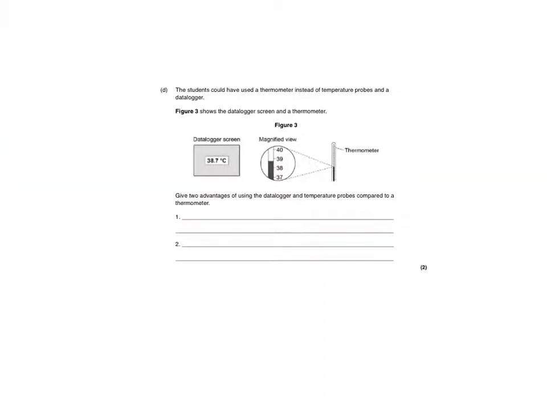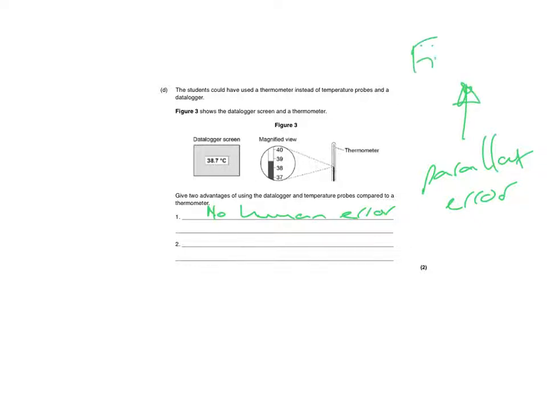Okay, advantages of a data logger. The obvious one is there's no human error, especially something called parallax error. And that can be a little bit of an extension. Go and find out what parallax error is and draw a diagram. So if you've got decent marks on your paper and you've got a little bit of time on your hands, you go and find out what parallax error is. That'll be very useful to you, especially with some exam questions that will come up later.